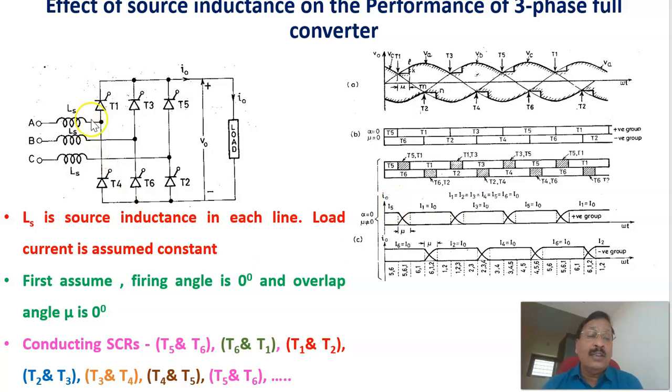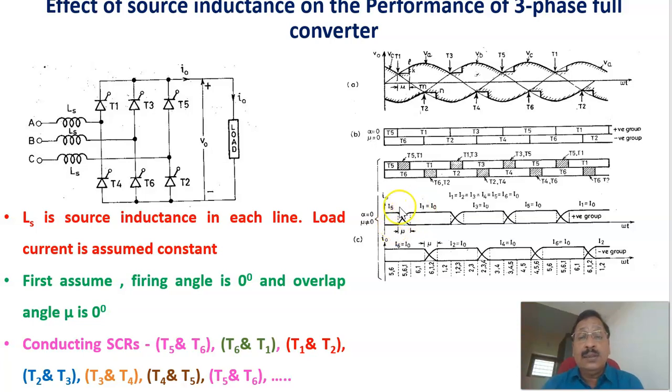But if the source inductance is not 0, an overlap angle comes in. That is why two devices from one group and one device from the other group will be conducting. As an example, T1 and T5 are conducting from the positive group and T6 from the negative group. Here T2 and T6 are from the negative group, and here T1 is from the positive group. These are the shapes of the current. Here they are marked as currents IA and IC, the currents through phase A and phase C.